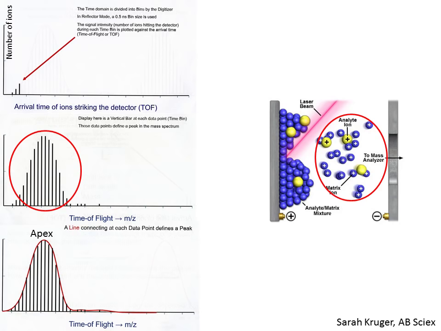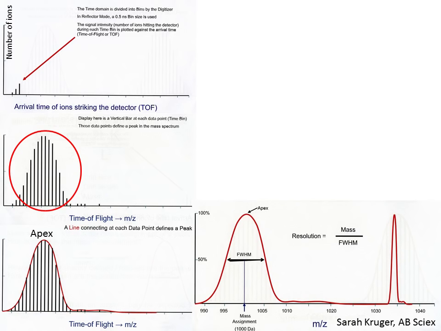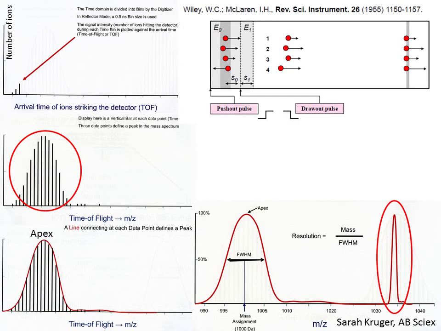Thus, to increase the accuracy of the mass measurement and increase sensitivity, we want all of the ions to hit the detector at the exact same time, making the peak as narrow as possible. The first place to compress the ions into a smaller space is at the ion source, using a technique called delayed extraction, where electrical pulses are used to allow lagging ions to catch up before entering the time of flight tube.